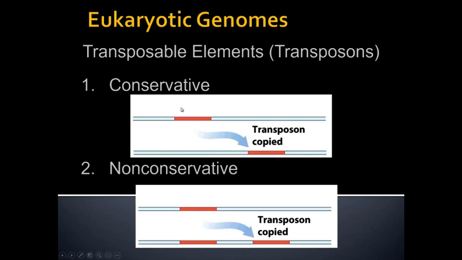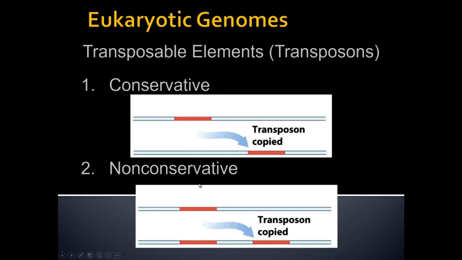Conservative transposable elements are important because they cause mutations and rearrangements, but they don't enlarge genomes. We simply chop out a transposable element, and they code for the proteins that recognize themselves and cut themselves out and then reinsert themselves in other places.